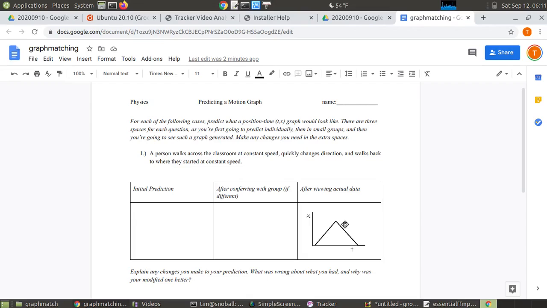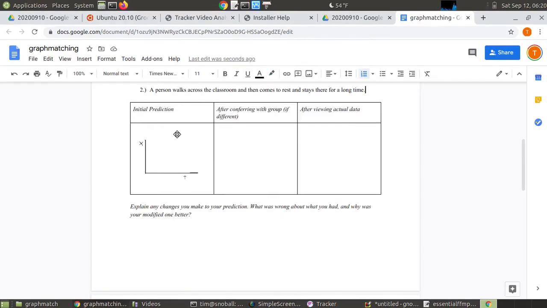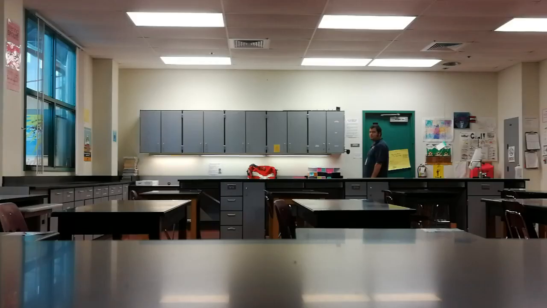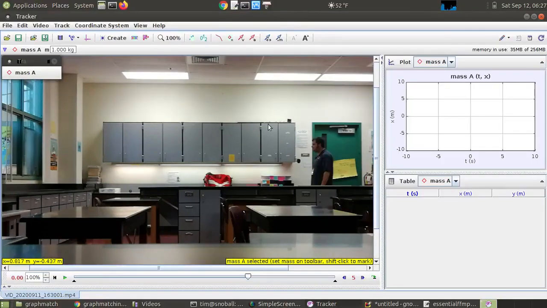Let's look at our next motion. Alright, so in this one, the person's going to start out walking in the positive direction, and then they're going to stop and remain there for a while. So go ahead and make a prediction of what that looks like, and then we'll look at the motion. Alright, here comes graph number 2. Alright, so here's what that looks like.